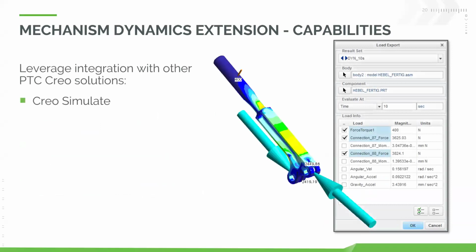And then with that, you can even integrate well with other solutions in Creo. Let's say that you've already analyzed the behavior of that mechanism. You want to perform a structural analysis on one of the components, understand the stresses, the displacement. You can work with a tool like Creo Simulate, for example, and already bring in the forces from Creo Mechanism Dynamics, and then bring it into your structural analysis setup to run it from there.